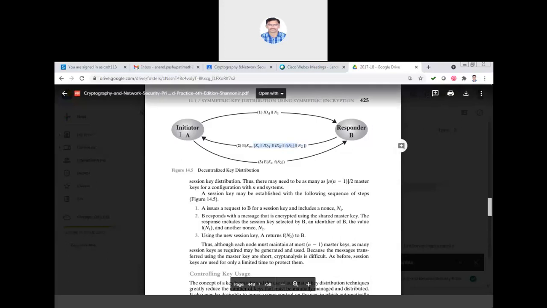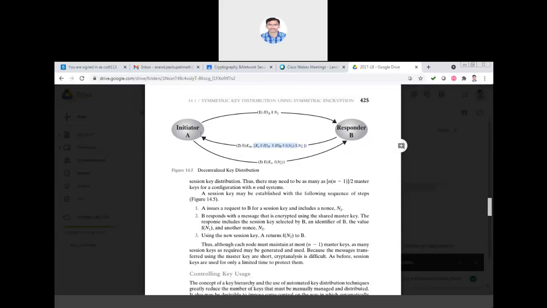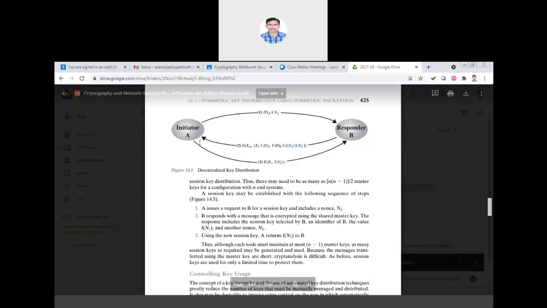When this second transaction is received by A, A also knows the master key, so A could easily decrypt this. Now A comes to know about what? The session key. A comes to know about KS, and A comes to know about his ID, whichever he sent as a request earlier, and A comes to know that node B is the responder for this message. And A found his own nonce, with some computation done on it, and N2, which is B's nonce. So that is received by A.